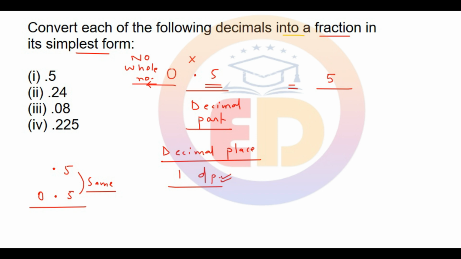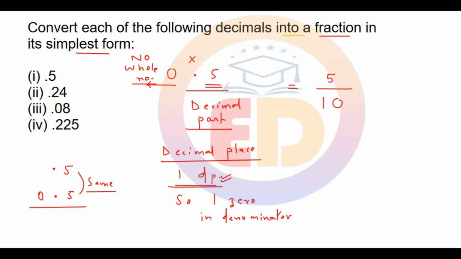And now the most important step, go to the denominator and place 1. And after this 1, place as many zeros as the decimal places. Here in this decimal number there was one decimal place, so after 1 in the denominator, place 1 zero. So one decimal place, so 10 in the denominator. So now my number 0.5 becomes 5 upon 10.